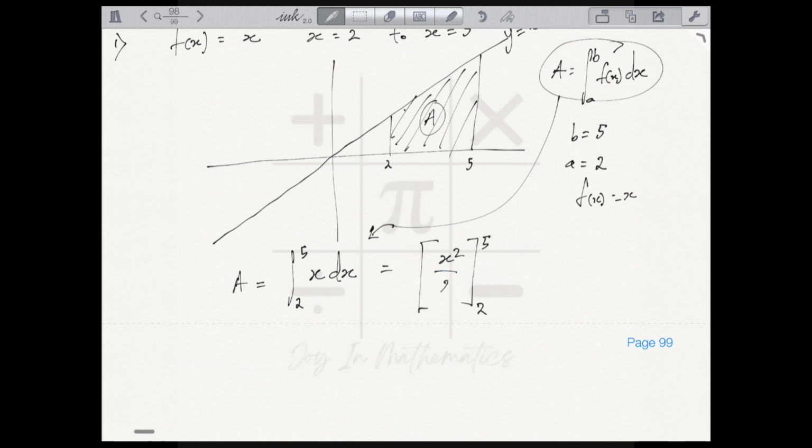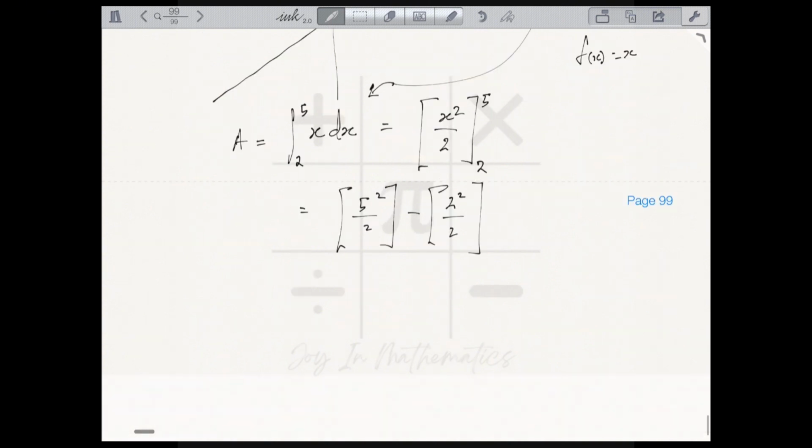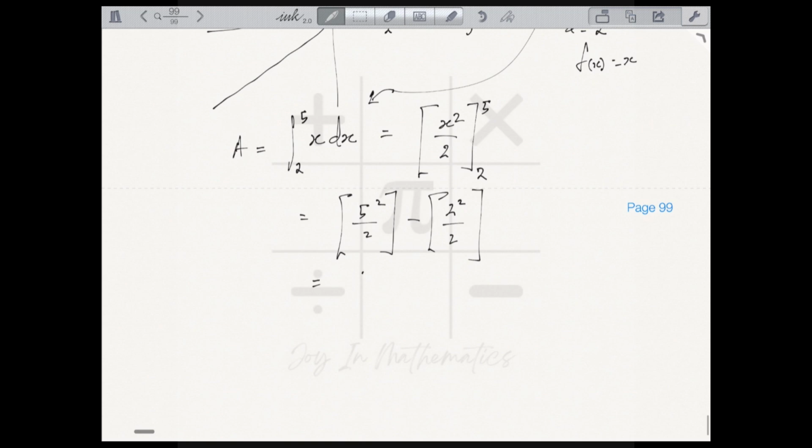Now we substitute our upper limit, that is 5 squared divided by 2, minus the lower limit, that is 2 squared divided by 2. And this will give us 25 over 2 minus 4 over 2, which gives us 10.5. Area is given in terms of square units.